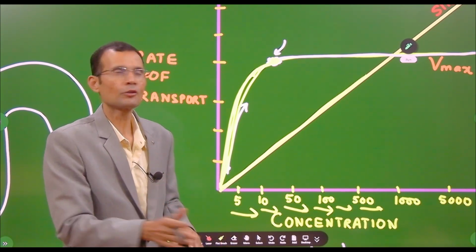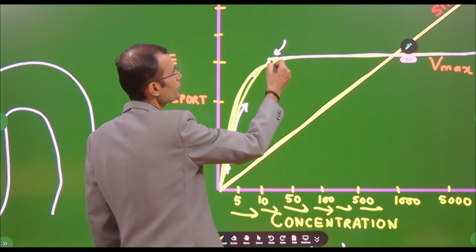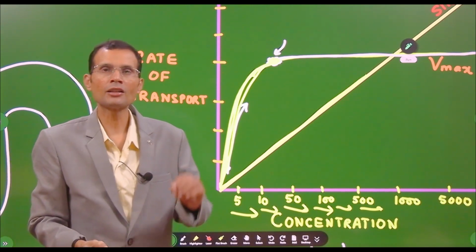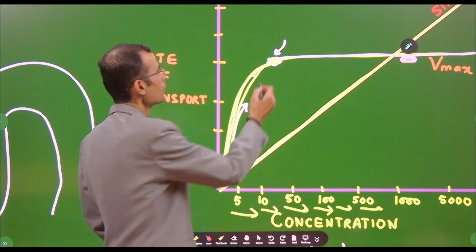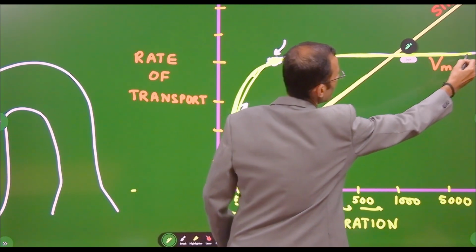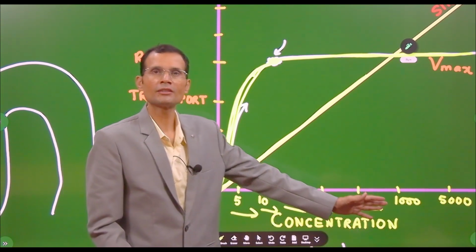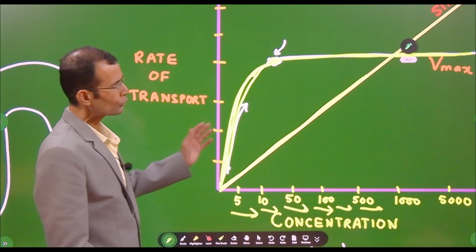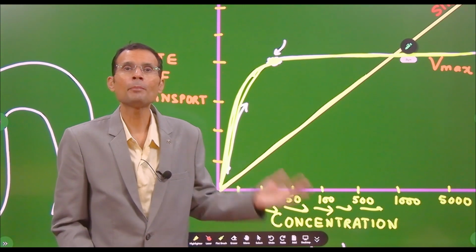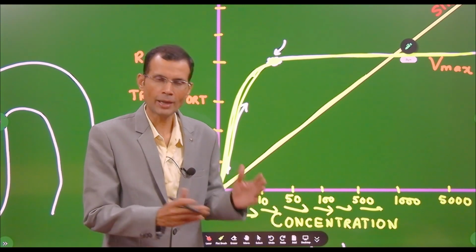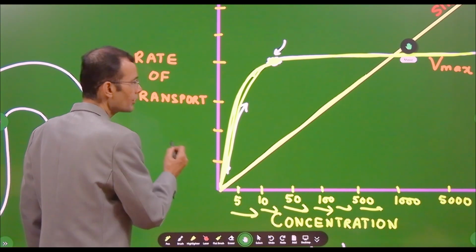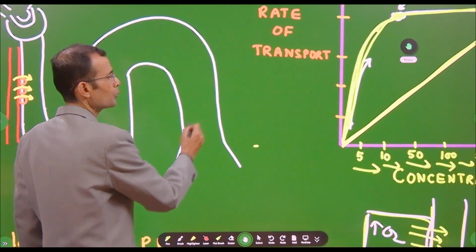That is the maximum rate of transport which is achieved here. So this is the point where the carrier was saturated, and then the rate will remain stagnant even if you increase the concentration. That rate is also called Vmax, or velocity maximum. This is applicable for all the carrier-mediated transports.